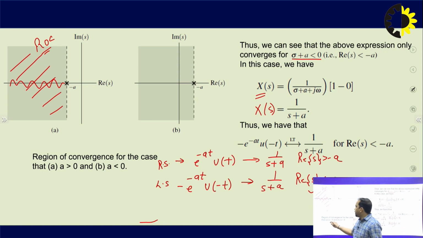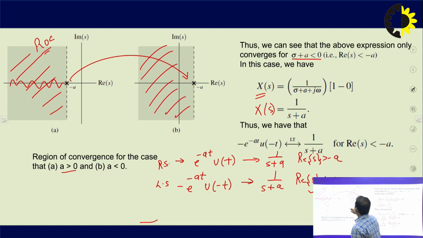The first picture says that when a is a positive quantity, and definitely when a is negative, this point will be shifted to the right-hand side, and the region again will be to the left of minus a. Again, these are those values of the real part of s, or sigma, for which the Laplace transform of x of t converges.